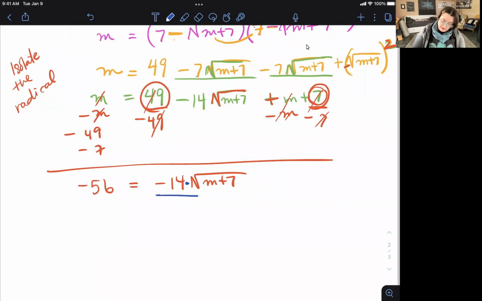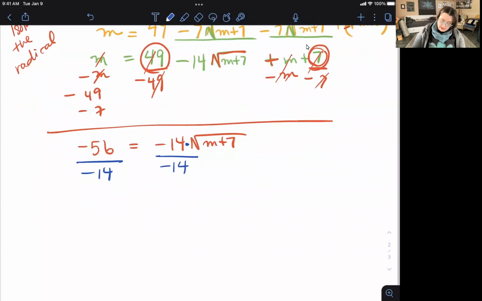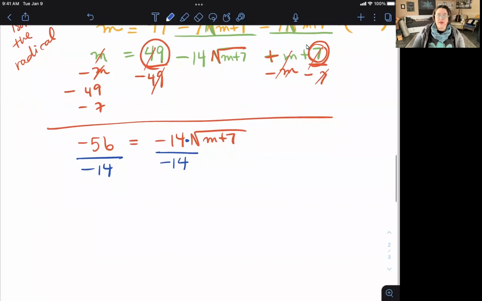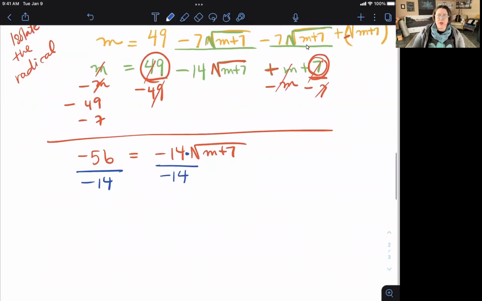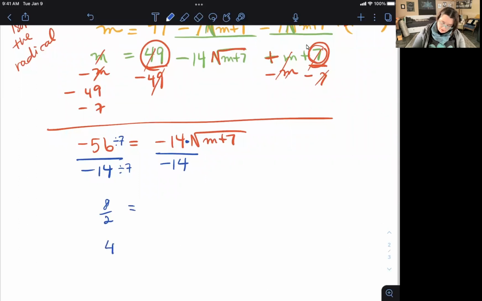So we can divide both sides by negative 14. And let's see, what do we get? Well, 7 goes into both. That's a negative divided by a negative. 7 goes into 56, I think, 8 times. And then 7 goes in here twice. So I could reduce that down to, if I divide this by 7, divide this by 7, I would get 8 over 2. Oh, which is actually conveniently 4.